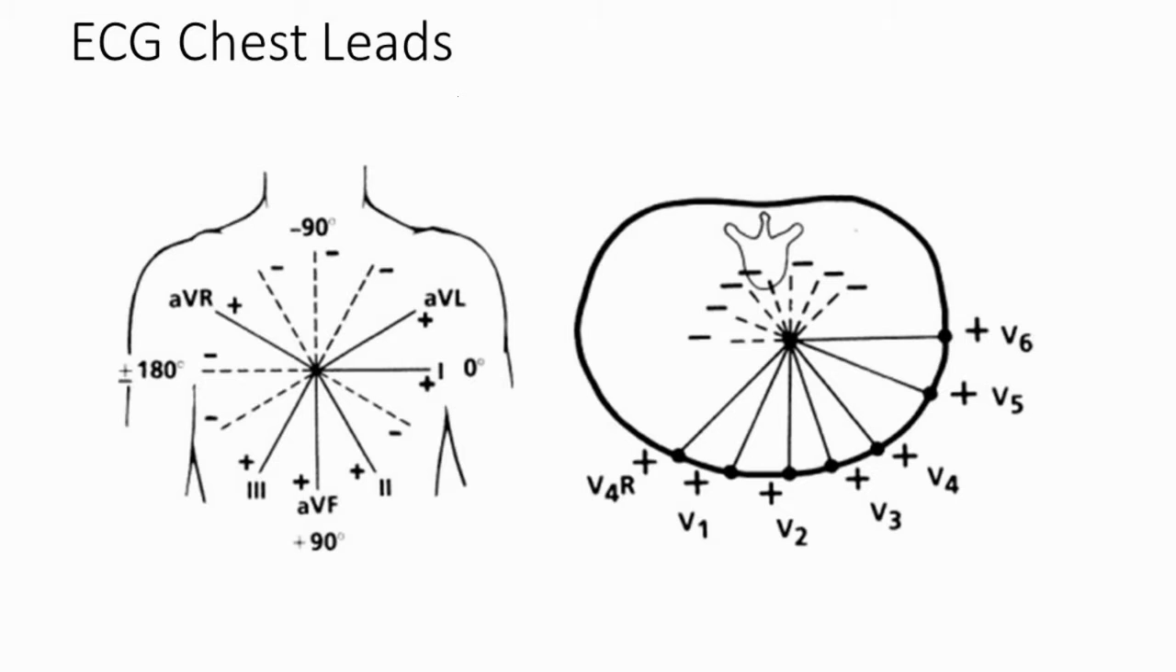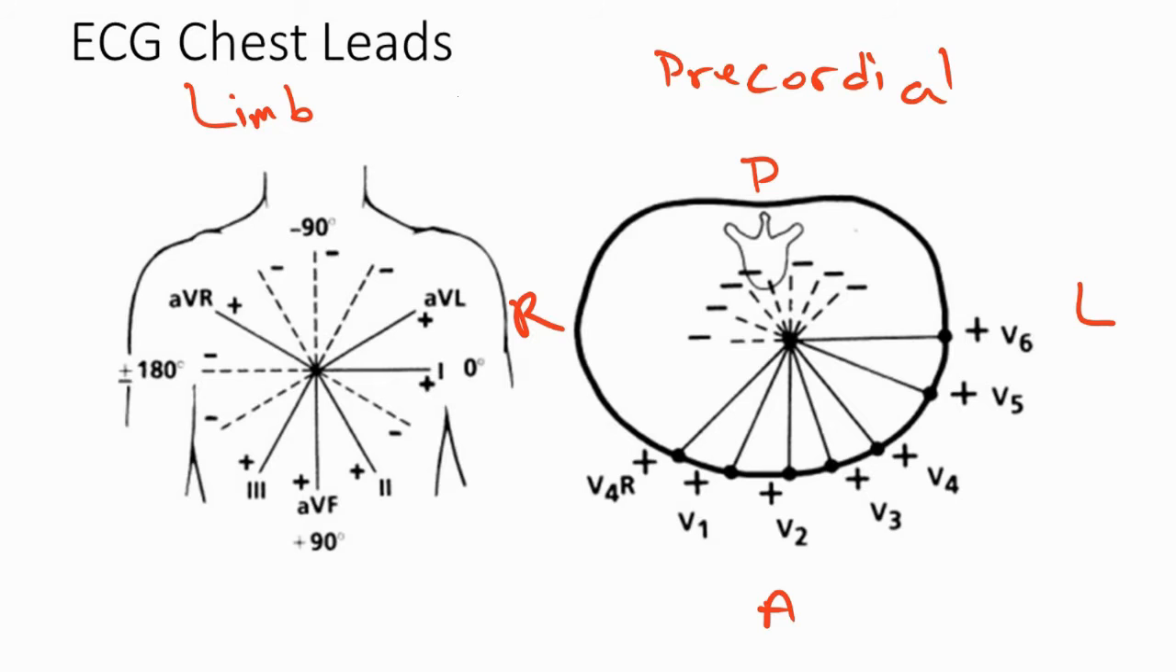So this is the spine or posterior here. This would be anterior, the anterior portion of the chest or sternum. And this would be the patient's left, and this would be the patient's right. So you can see here that while the limb leads look at the heart in the up and down and left and right, this looks anterior, posterior, as well as left and right.